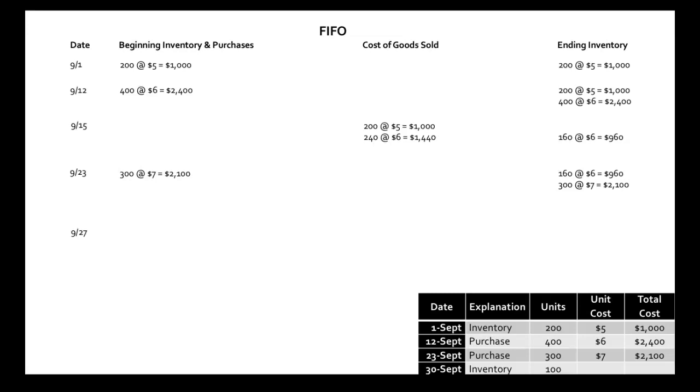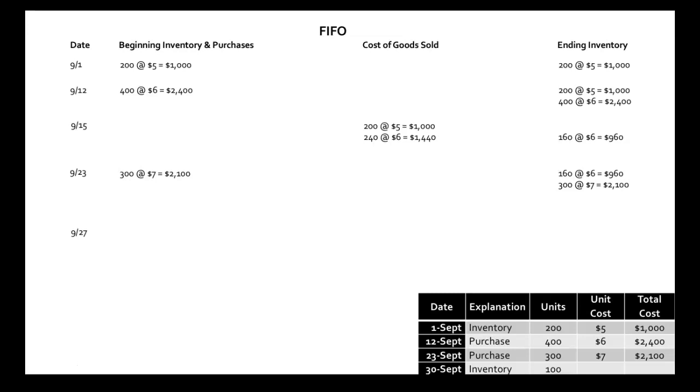So in our warehouse, we currently have 460 total units, right? 160 plus 300. But we want to keep them separate because they are at two different unit costs. And so when we're using FIFO and LIFO, we have to keep our inventories in separate buckets.